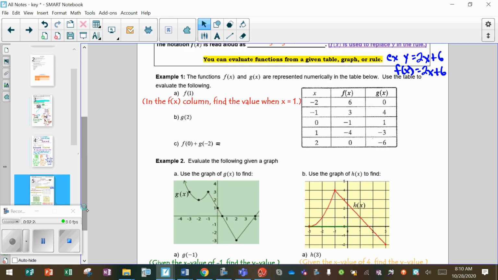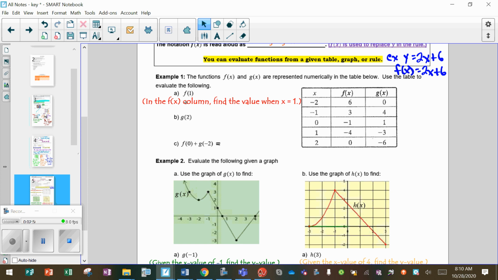When you use functions, you can see functions written in table form, graph form, or as an equation or rule. If you're looking at a table, notice that we have a column with the x's, and then instead of y, it's f of x and g of x. That means these are two different equations that generate the points. One of them is named f of x, one of them is named g of x.